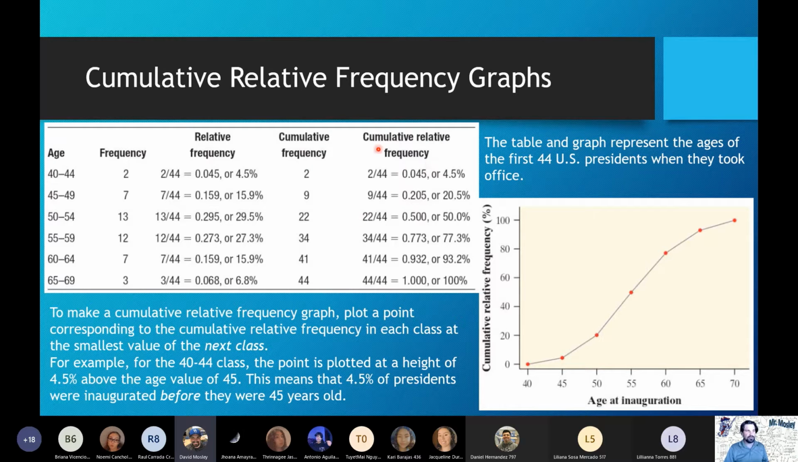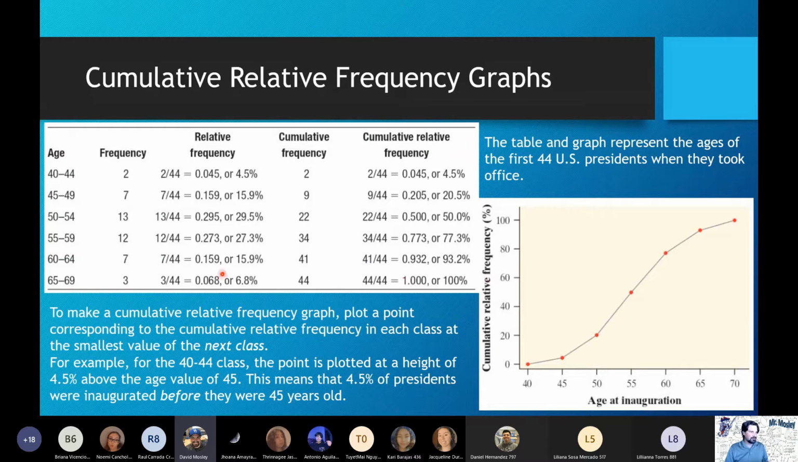The cumulative relative frequency is then achieved the same way as we found our relative frequency. You take the number in the cumulative frequency and divide by 44. Okay, and get a percentage. So your first percent should be the same as the relative frequency. Right, 4.5% here, 4.5% here. Then 9 divided by 44, 20.5, 22 divided by 44, 50, 34 divided by 44, right, and so on. And we've got all these.